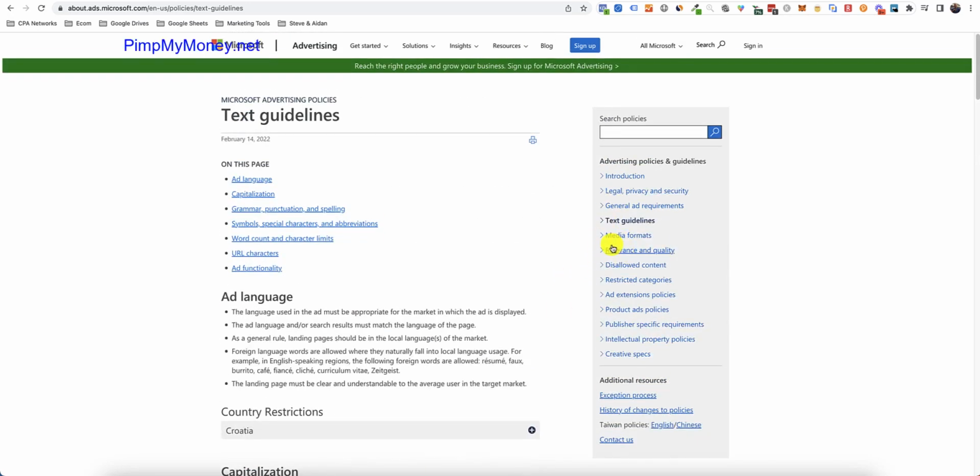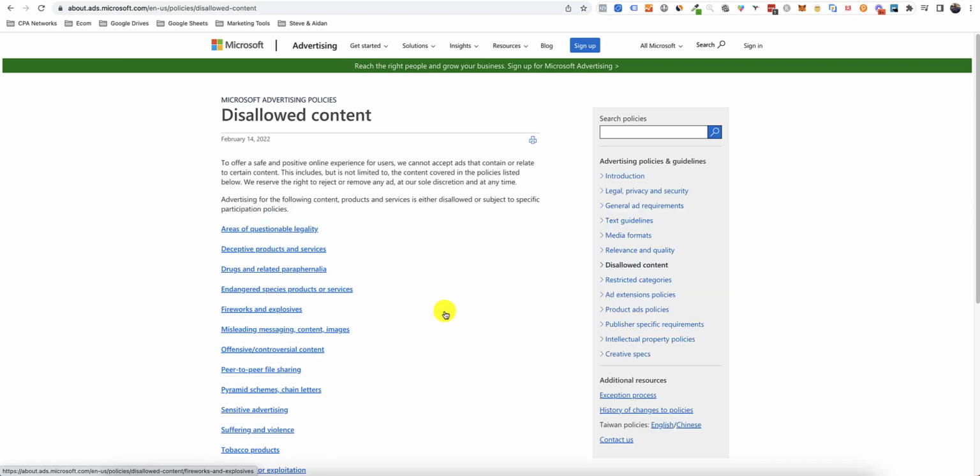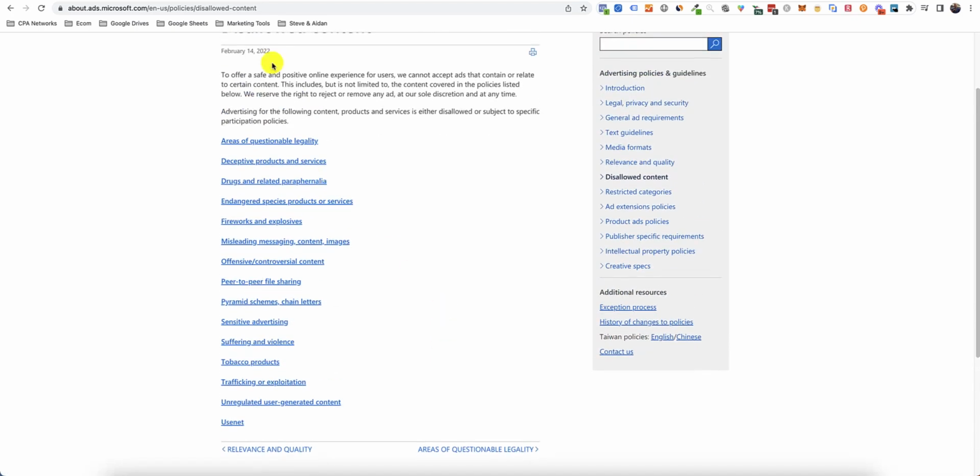Mostly then what we really want to look at is disallowed content and restricted ad categories, okay? These are going to be the ones that are very, very important. And again, we've got very basic stuff, guys. Drugs, deceptive products, fireworks, pyramid schemes, sensitive advertising, tobacco, trafficking. I mean, you guys just read this, right? It's very, very basic stuff. Then we have restricted categories here.